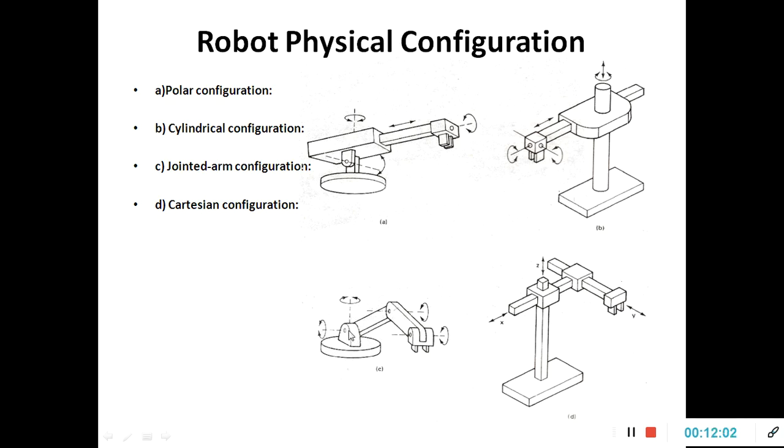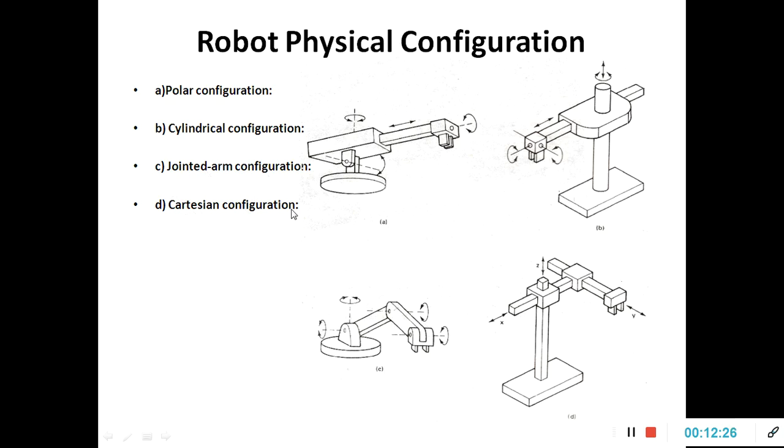So on the base, it can be rotated in this direction. This jointed arm can be rotated with the vertical axis in this direction. This joint can be rotated about its own axis, and this wrist can be rotated about its own axis. So with the 4 rotary motions, it performs many operations like pick and place operations. That is known as a jointed arm configuration.